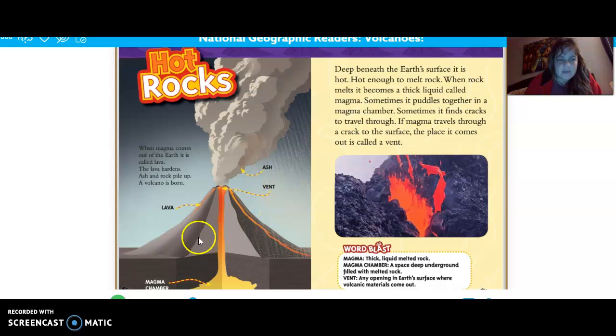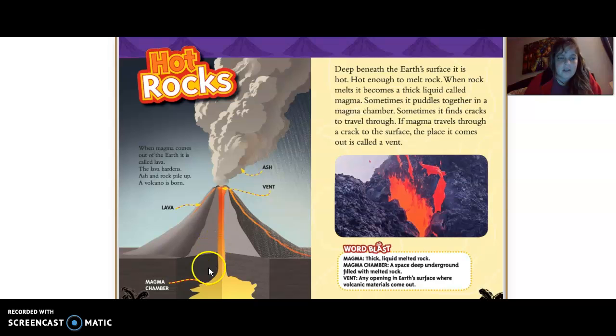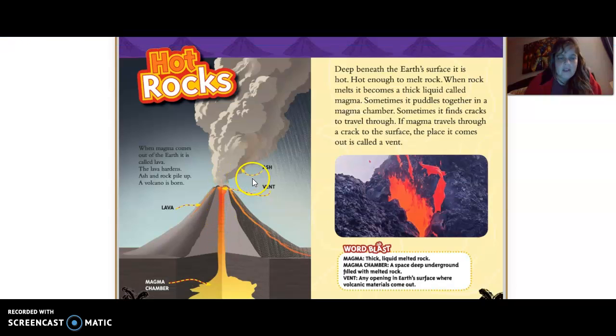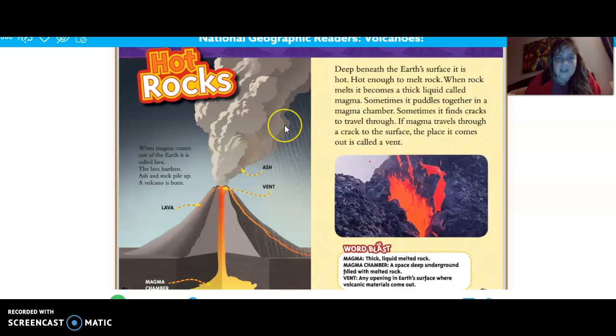Hot rocks, and I'm noticing this little diagram here. When magma comes out of the earth, it is called lava. So here's the magma down here in the magma chamber. When it comes up and out, it's called lava. The lava hardens, ash and rock pile up, and a volcano is born. So here's the magma in the magma chamber. The magma rises, it turns into lava, it comes out this vent, and then here's the ash.